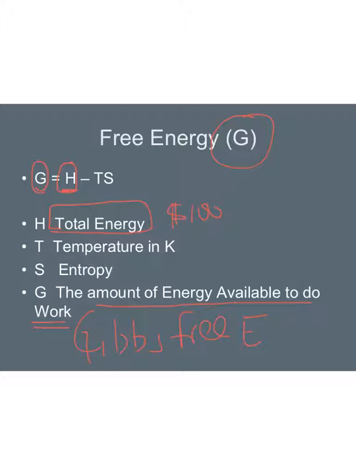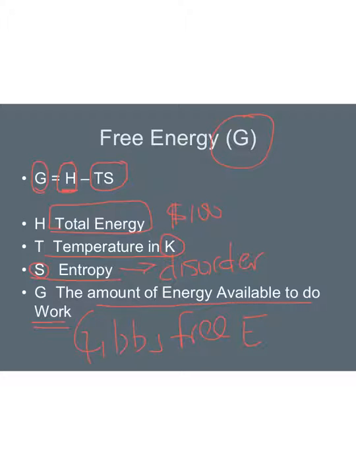We take our total amount of energy, we minus TS, where T is temperature, always in Kelvin, and S is something we call entropy. Entropy is a little bit of a hard concept to get your head around, but entropy is the amount of disorder. So basically the universe is always moving towards a state of disorder, more and more randomness. And so that is what we mean by entropy. It's a measure of the randomness or the disorder in the universe.